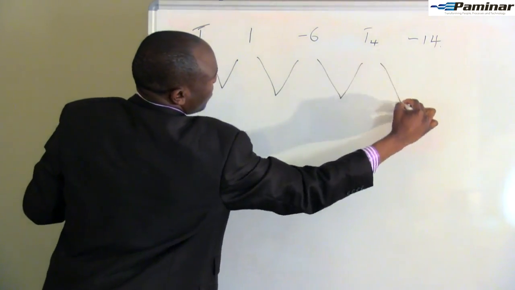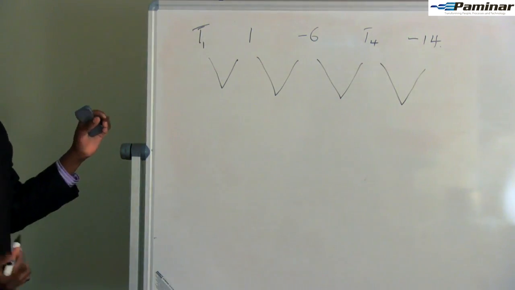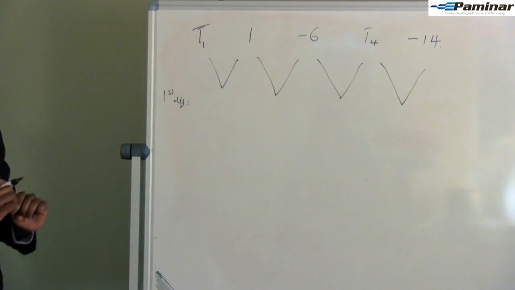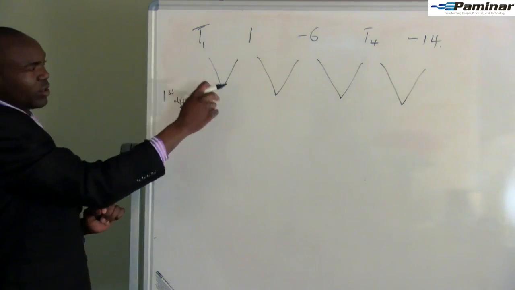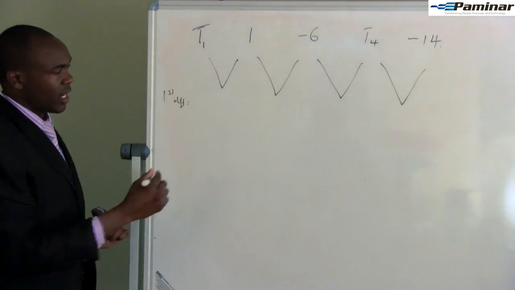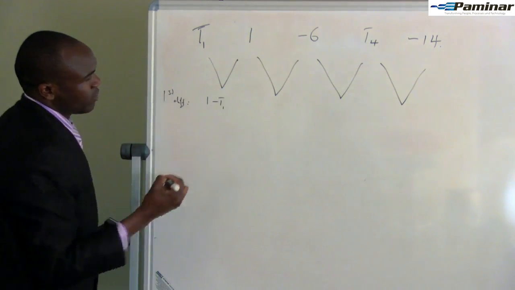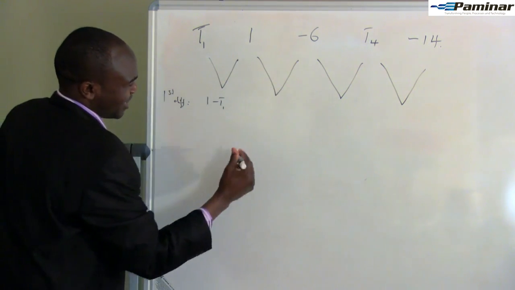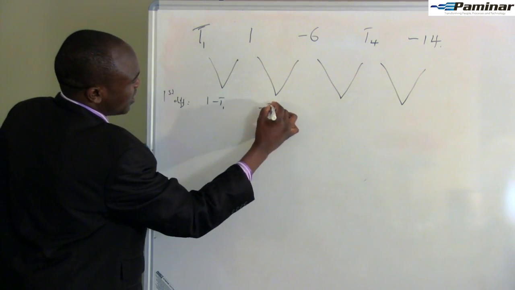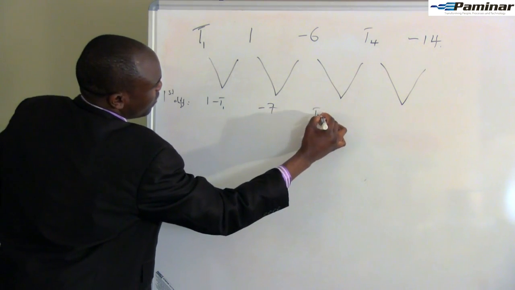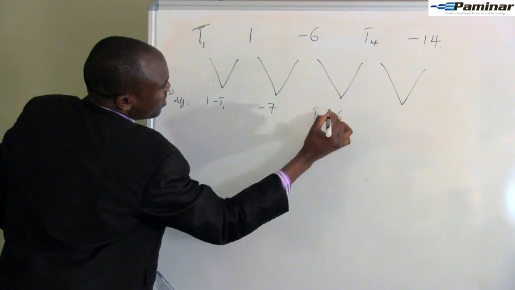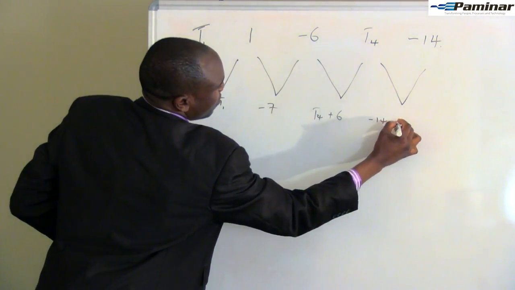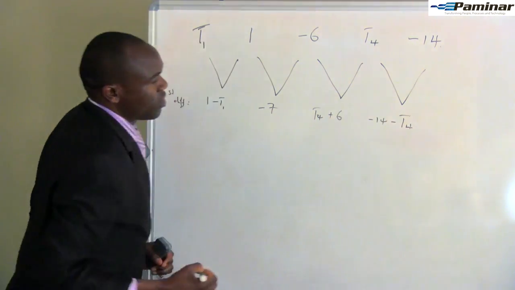Now let's just repeat the same scenario. First difference, what do you get here? 1 minus T1. Second term: minus 7, it's the first difference, not the second. So I put minus 7, and then T4 plus 6, and then minus 40 minus T4.